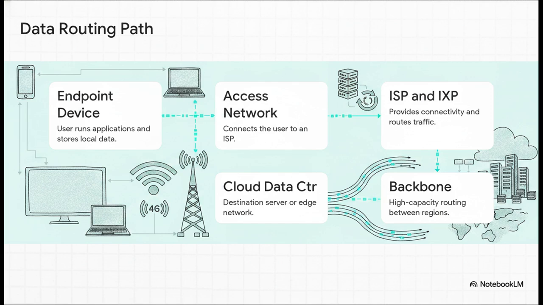We're talking massive fiber optic cables that span entire countries and literally cross oceans. Finally, step 5 lands us at our destination, either a local CDN edge server or a massive cloud data center. This is the exact physical route your data takes every single time.